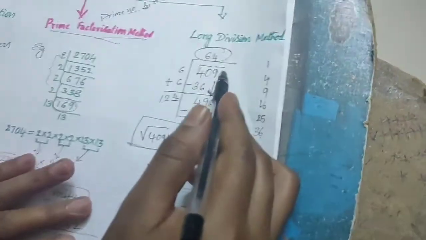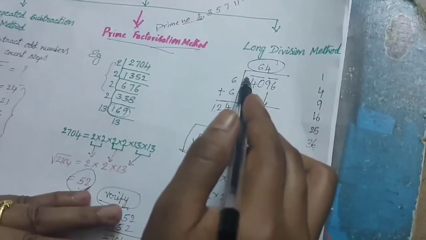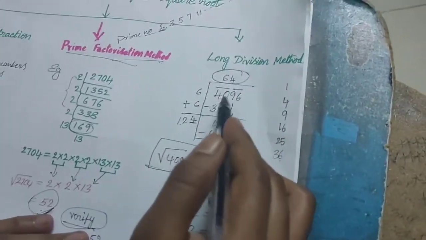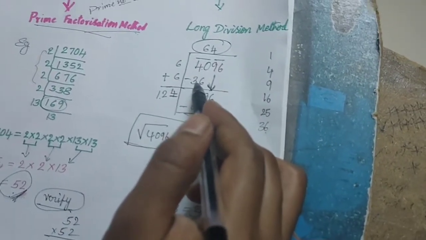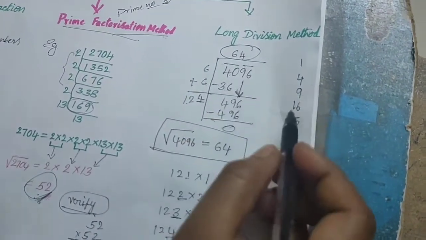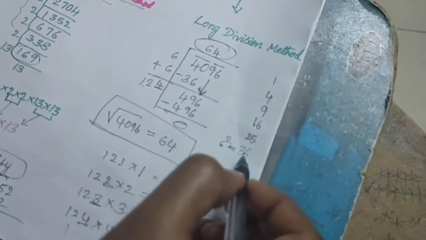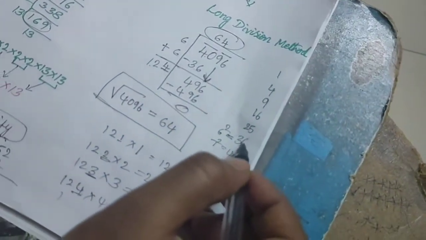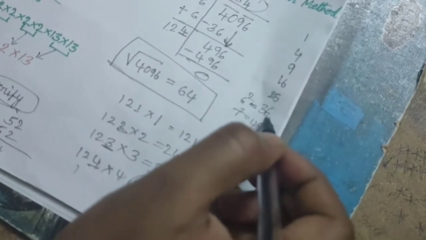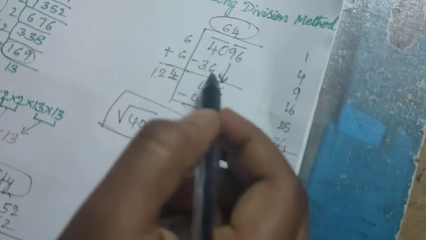Now group the numbers according to the unit place, two numbers as each group. So the first one is 96, the next one is 40. Again you select a square number lesser than this 40. So now I select 6 square. 6 square is 36. But 7 square is 49, which is more than 40. That's why I select the number less than 40, that is the square number 36. So 6 into 6 is 36.